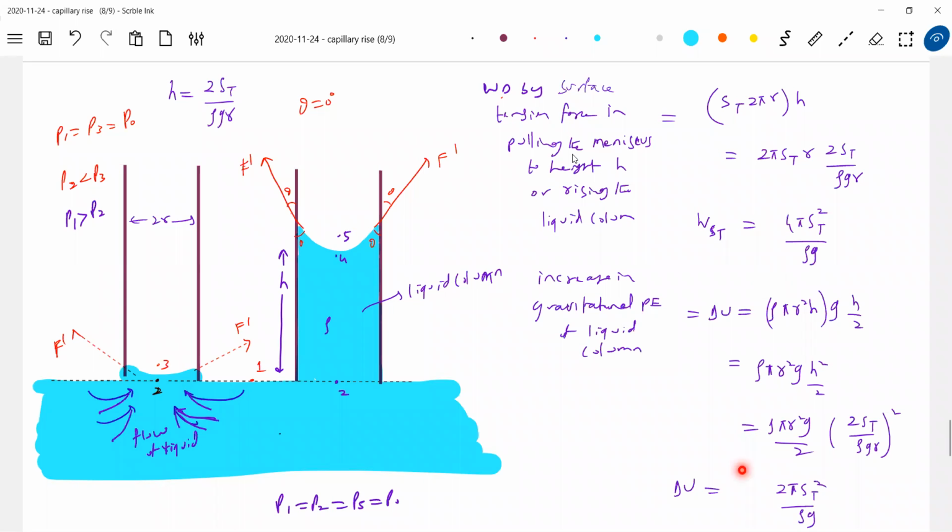Tomorrow I'll start the viscosity chapter. On Friday I'll take one more problem related to this. For now, where did that difference in energy go? It is used to overcome the viscous drag between the layers of water when the liquid is rising inside the capillary tube, and it is converted into heat. So shall I say heat is released? In capillary rise, will heat be released or absorbed? Heat will be released.